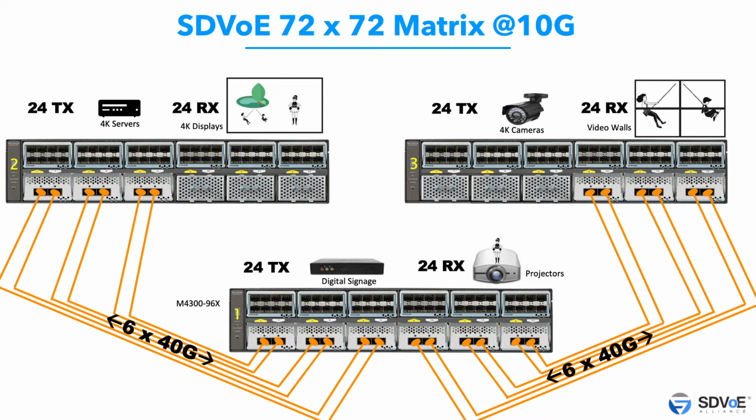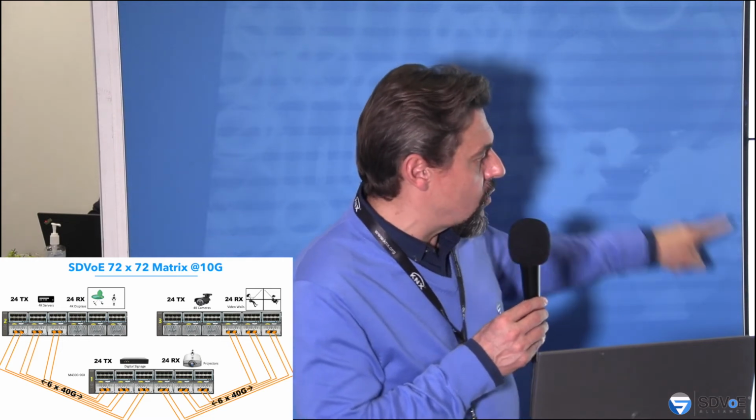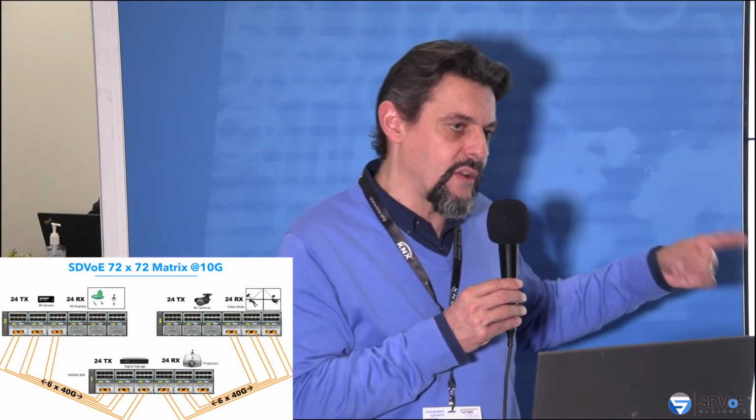72 sources, 72 receivers. This time we need even higher capacity for the aggregation. If we have an even distribution between 3 floors with 24 sources and 24 displays on every floor, then we do need 24 times 10, 240 gig per second of bandwidth available to move those streams to the other switch in that case, where we have another group of 24 receivers. 6 times 40 gig Ethernet links would do the job, because 6 times 4, 24, 240, this is the right count for 24 at 10 gig.